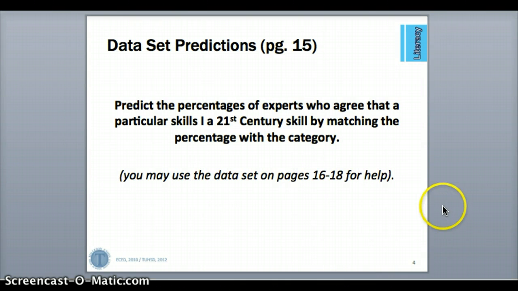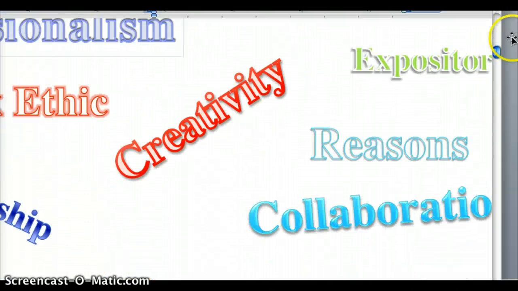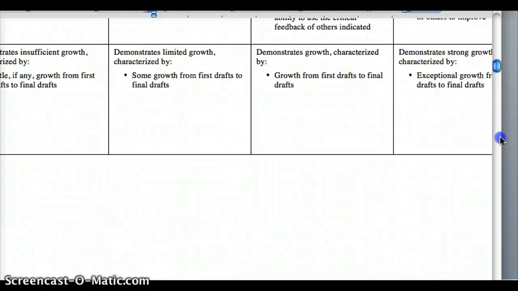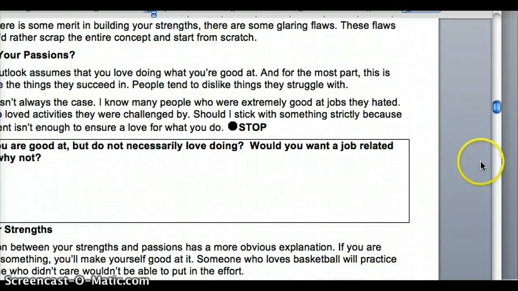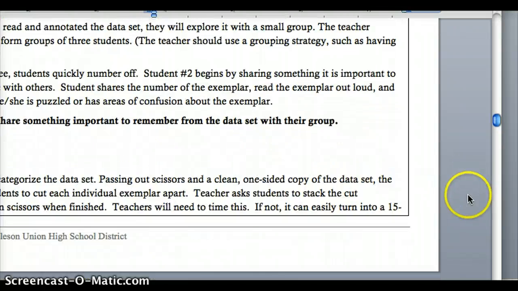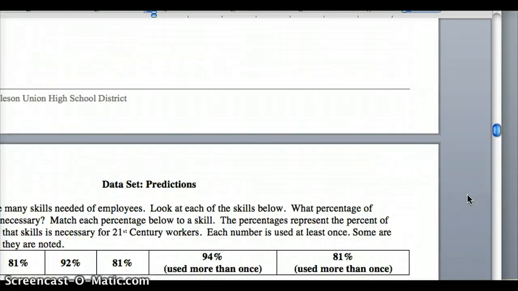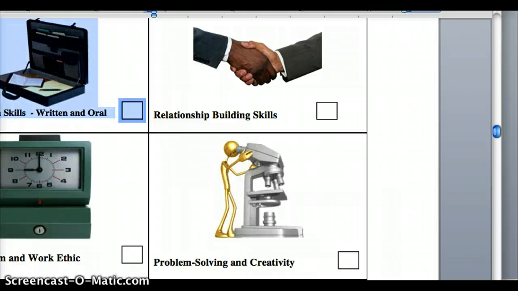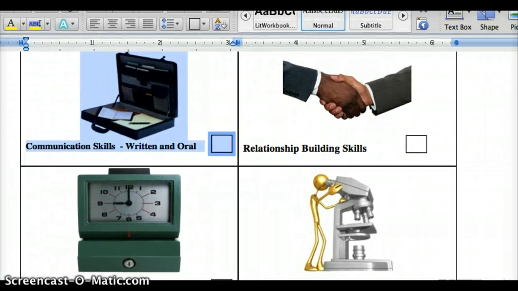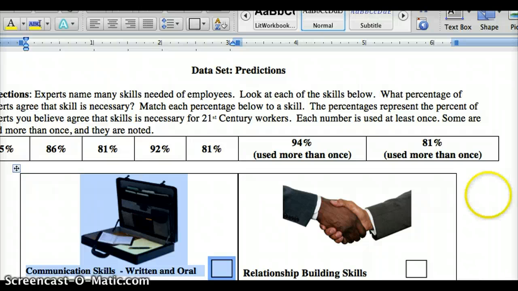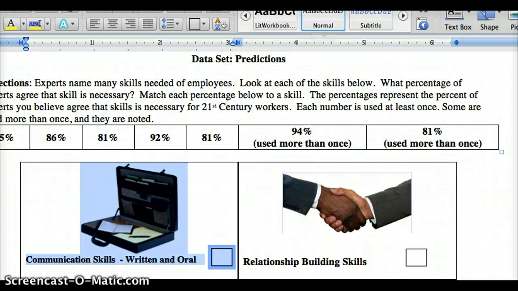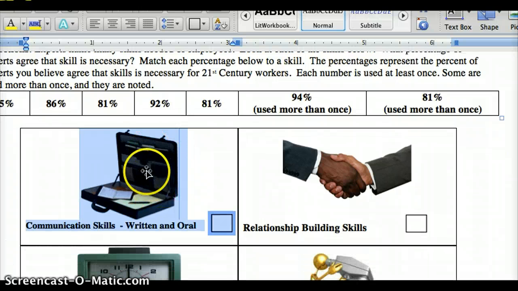Next, you're going to have students do some predictions. They're going to use a chart that looks like this. So it looks like this in their workbook. What is important to know about this is that the directions say that they are to predict what percentage experts say that they need this particular skill.